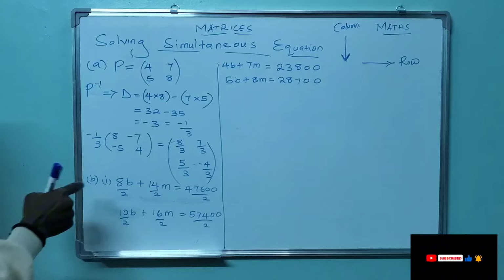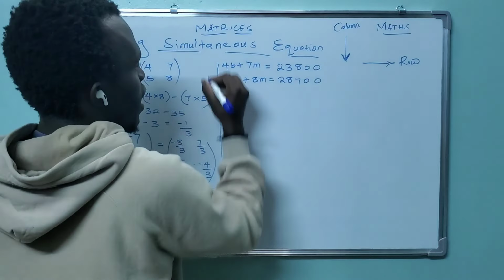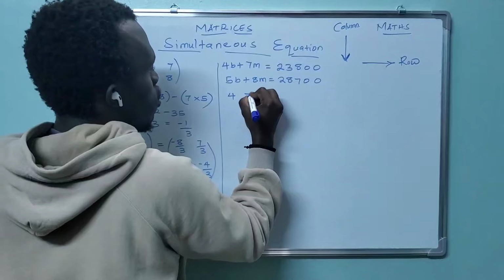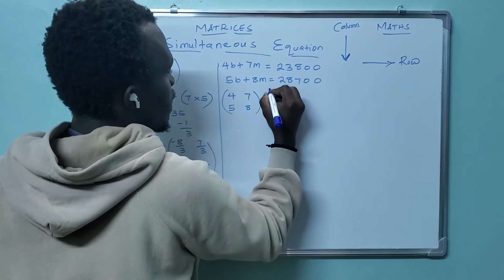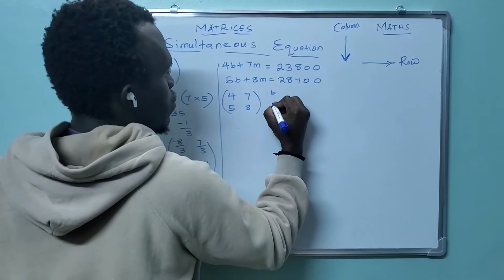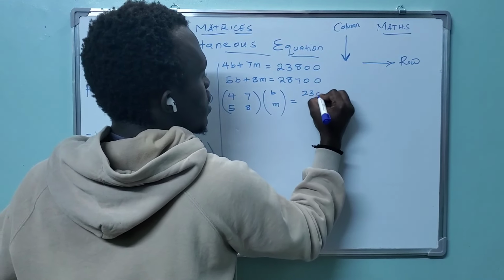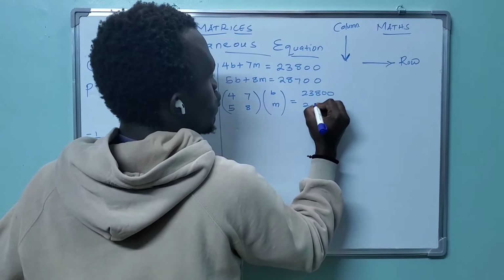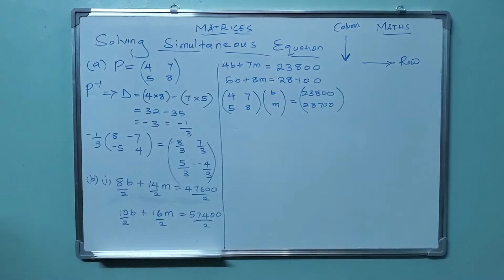Remember, we were told for question Roman 1 to form a matrix equation. So the matrix equation, remember I told you come here, right? The 4, 7, 5, 8, like that. Then the first letter will be at the top, the second letter will be at the bottom, that is BM, equals what? 23, 800. Here is 28, 700. And that is the matrix equation, as simple as such.